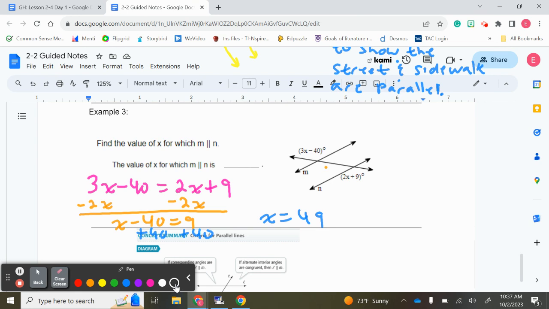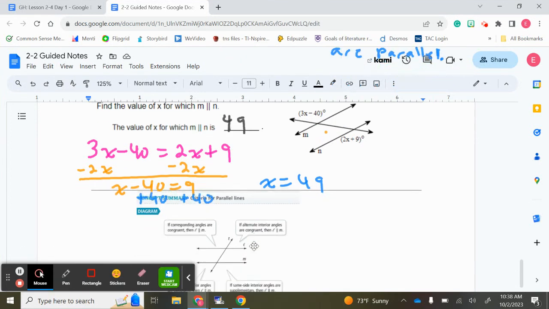They're both going to be 107. All right, they're both going to be 107. So that works. So we know that the value for x, which makes the two lines parallel, is going to be 49. Confirmed, stamped, signed, sealed, delivered, written in stone, if you will.